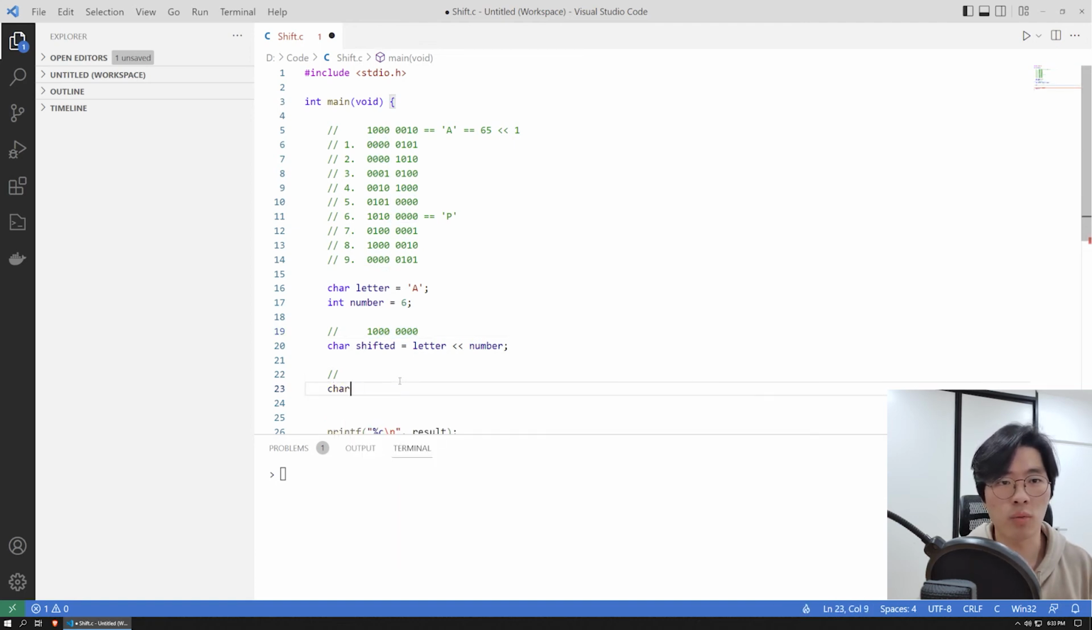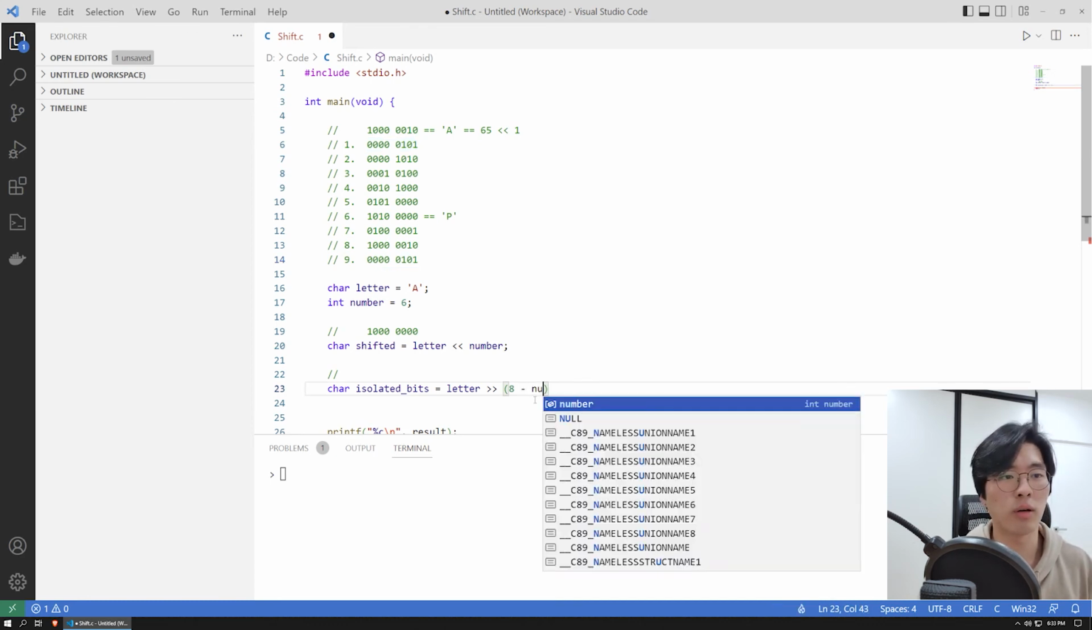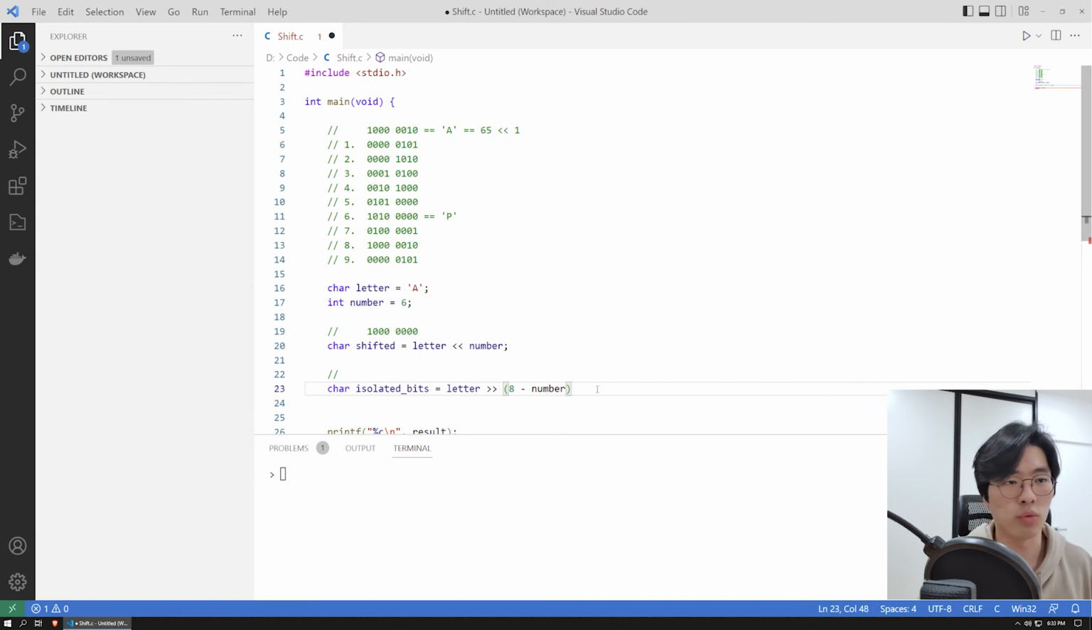So the way that we do that would be, I'm going to call this the isolated bits because we're going to isolate the 6 bits that we lose and we're going to put them in the location that we want. But the way that we would do this is by simply shifting it the opposite way by the difference of the total number of bits, which is 8 here. We are playing around with 8 bits, and the difference between that and the number of times that we are trying to shift. So the number would be here. Now this line of code, line 23, should hopefully give us this combination of bits.